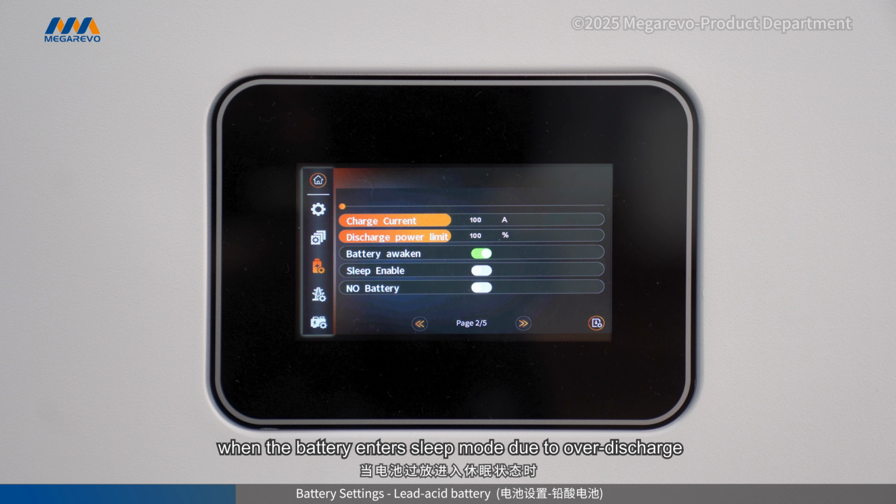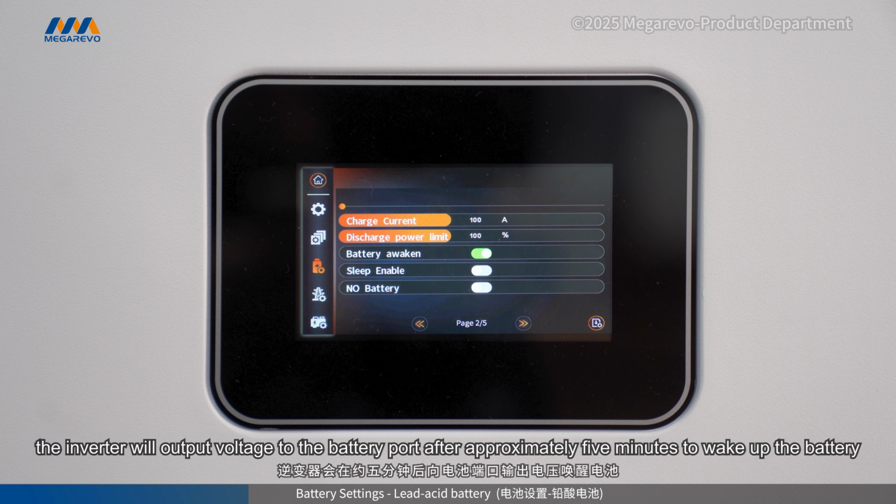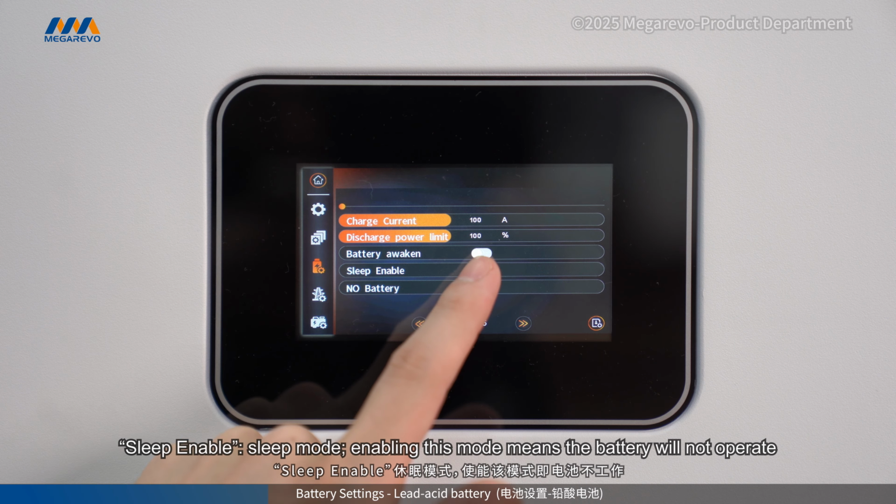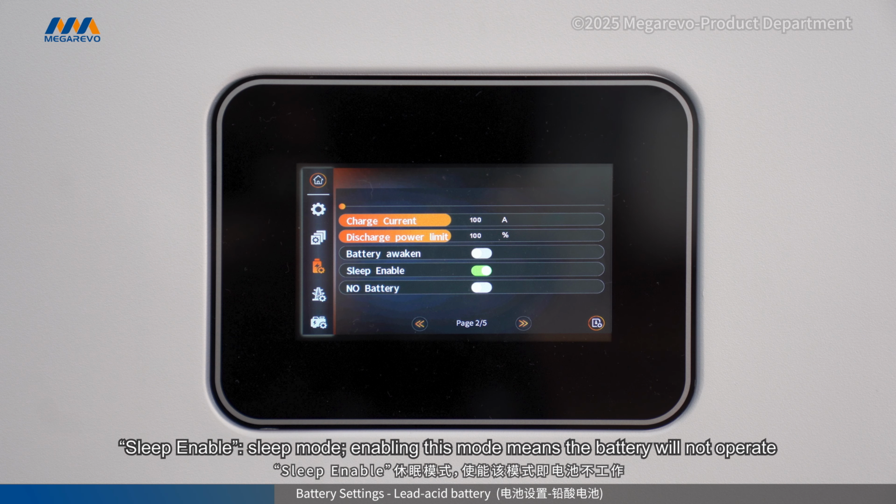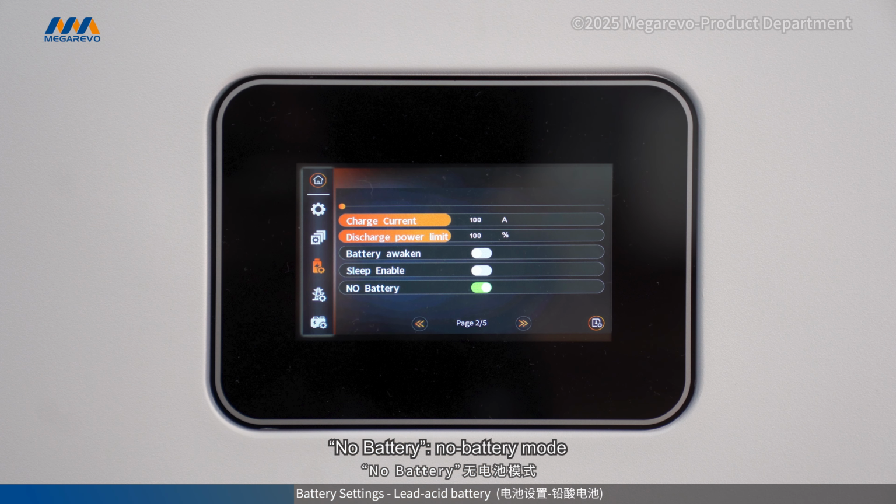Battery awaken, battery wake up. When the battery enters sleep mode due to overdischarge, the inverter will output voltage to the battery port after approximately 5 minutes to wake up the battery. Sleep enable, sleep mode. Enabling this mode means the battery will not operate. No battery mode. Enable this option when no battery is connected.